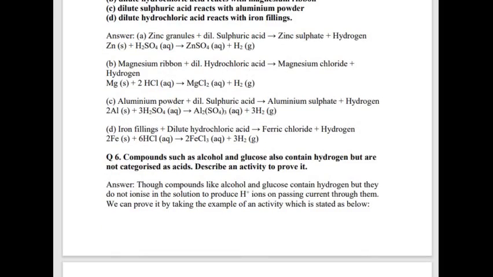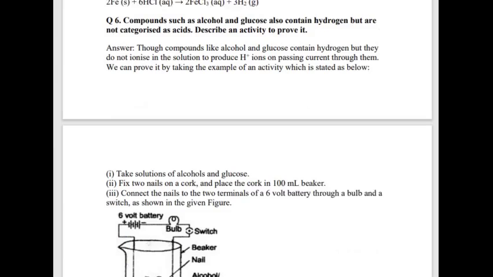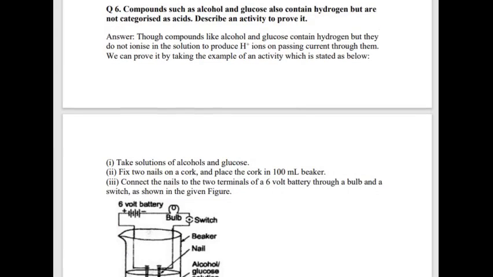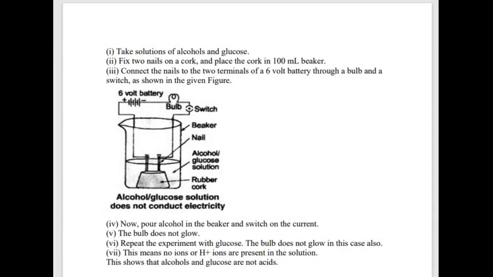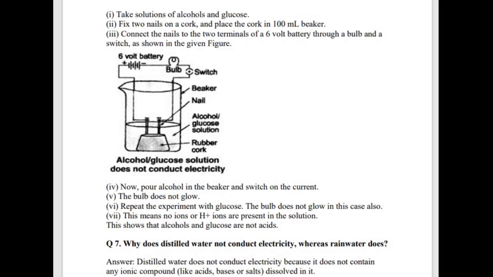Now coming to the next question, which is compounds such as alcohol and glucose also contain hydrogen, but they are not categorized as acids. Why? And we have to prove it by doing an activity. If you remember, I had already told you in the previous video that we have to take 2 solutions of alcohol and glucose. We have to take 2 beakers separately. We have to take 1 cork and fix 2 nails on it.